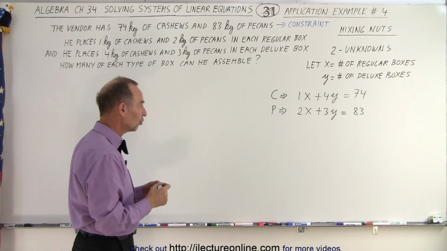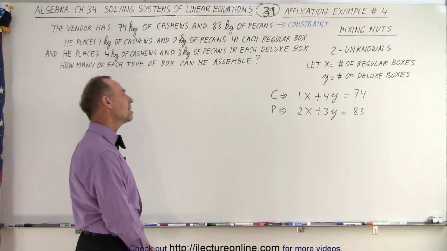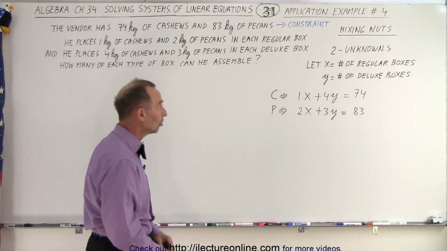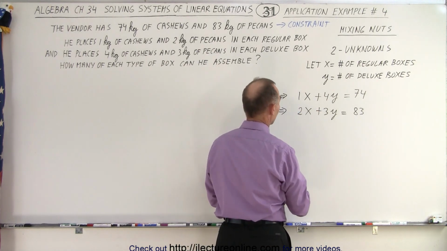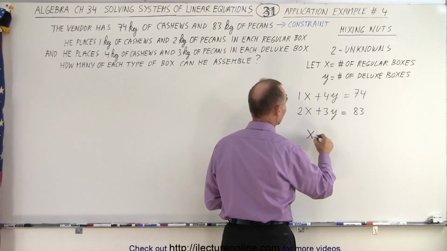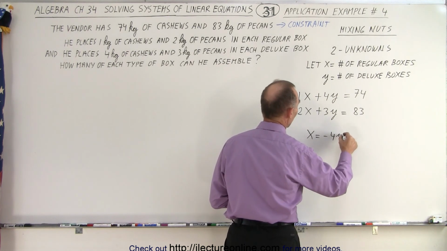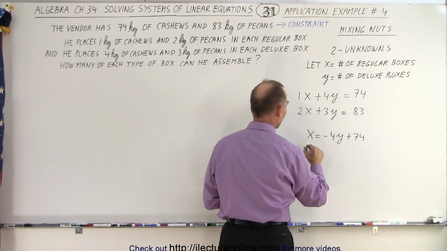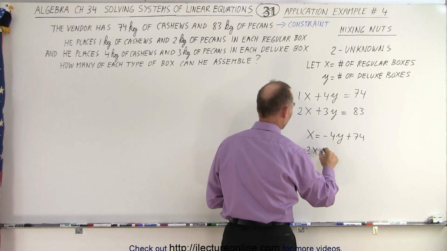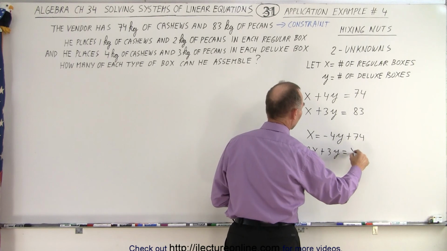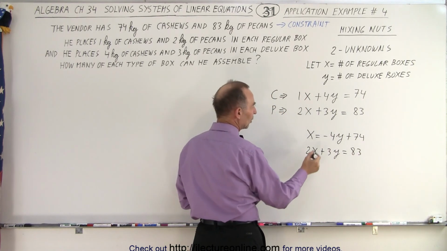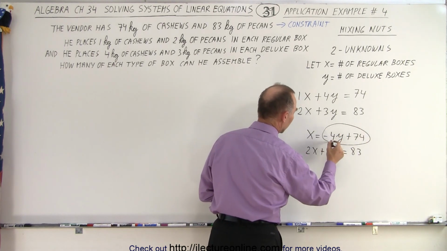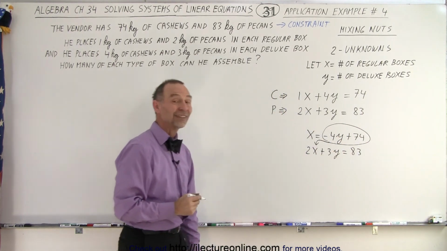We now want to solve those two equations. Well, let's see here. It looks like we probably can use the method of substitution, because here we can solve this for x. So equation number 1, we can write x is equal to minus 4y plus 74 by moving the 4y to the right side. The second equation still reads 2x plus 3y is equal to 83. And now what we can do is take what x is equal to, which is this thing right here, and substitute it into the second equation.